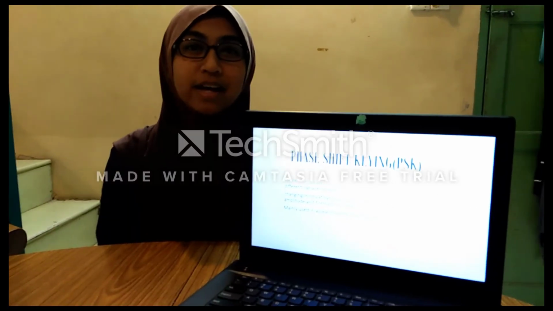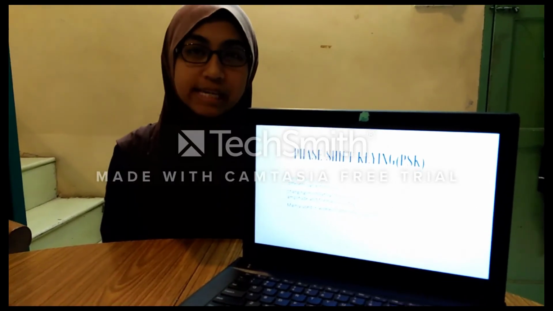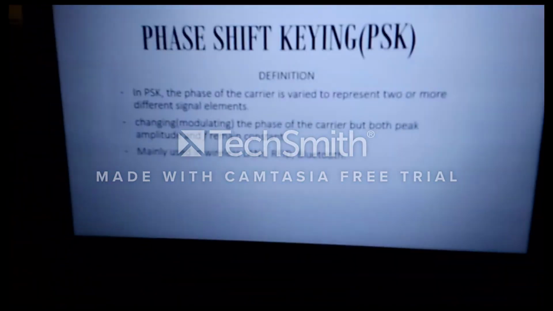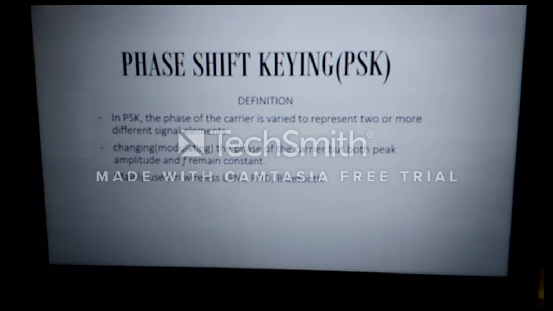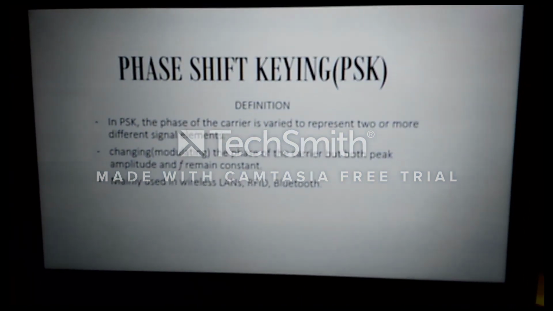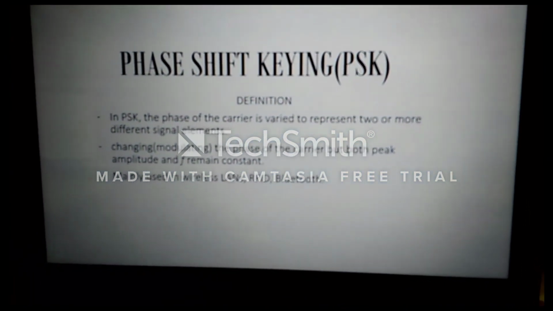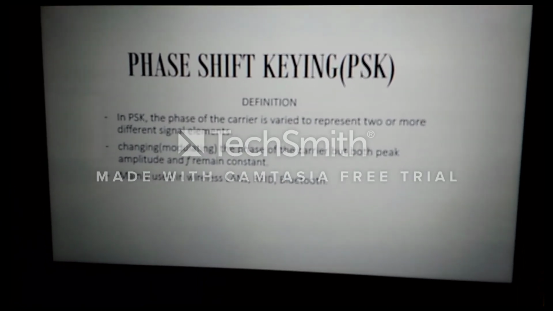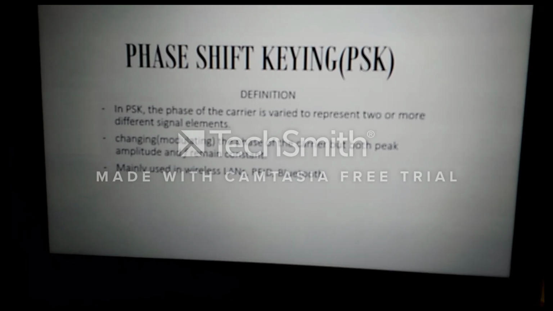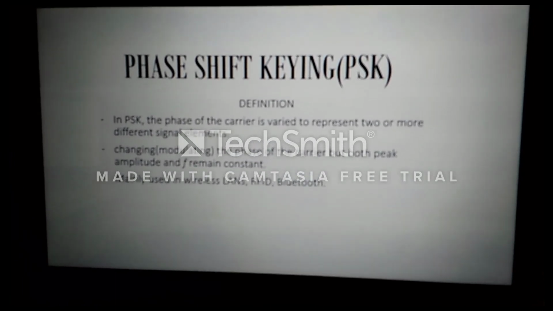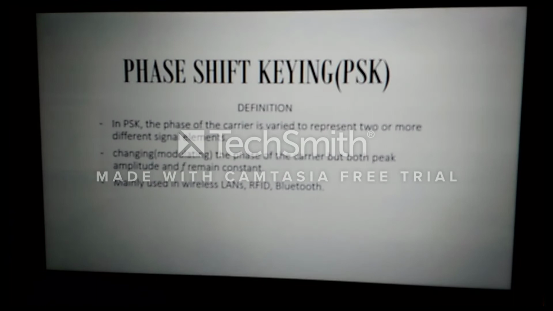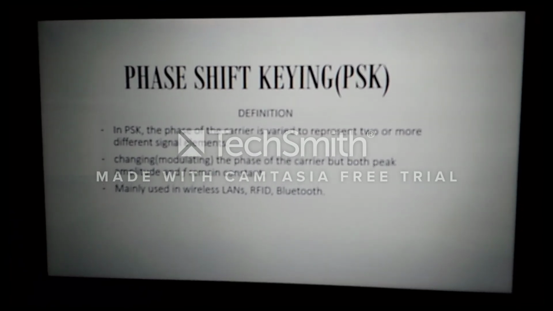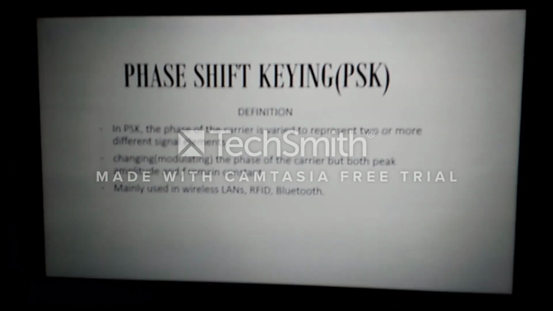Hi, I'm NurKhalis and I'll be discussing phase shift keying, or simply PSK. What does it mean by PSK? In PSK, the phase of the carrier is varied to represent two or more different signal elements. These are digital modulation schemes that convey data by changing the phase of the carrier, but both peak amplitude and frequency remain constant. PSK is mainly used in wireless LANs, radio frequency identification, and Bluetooth.